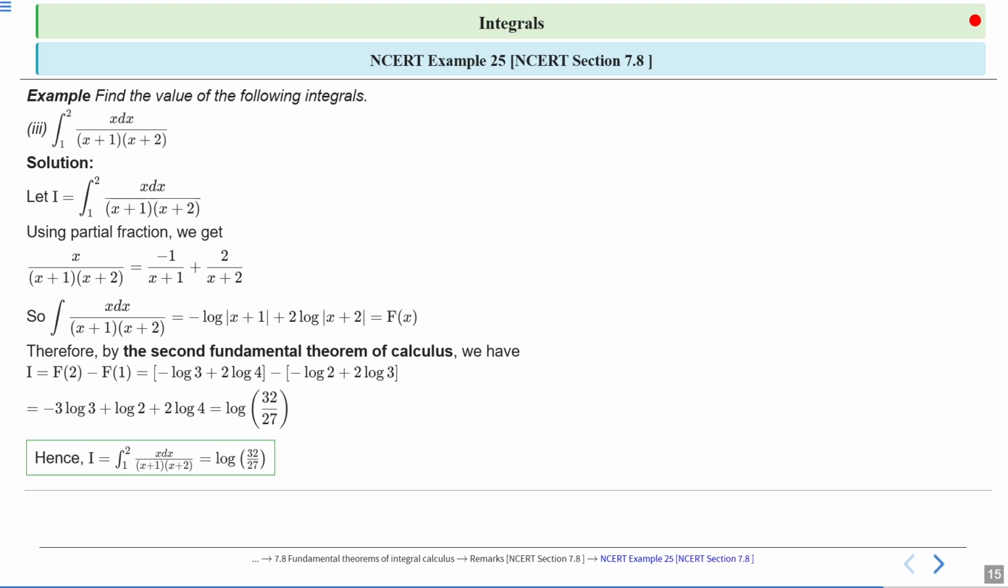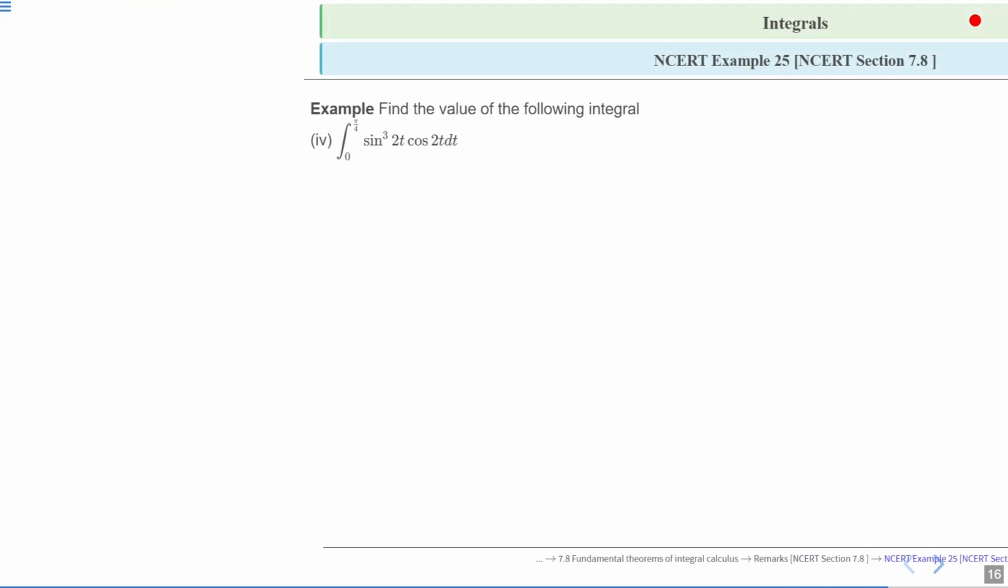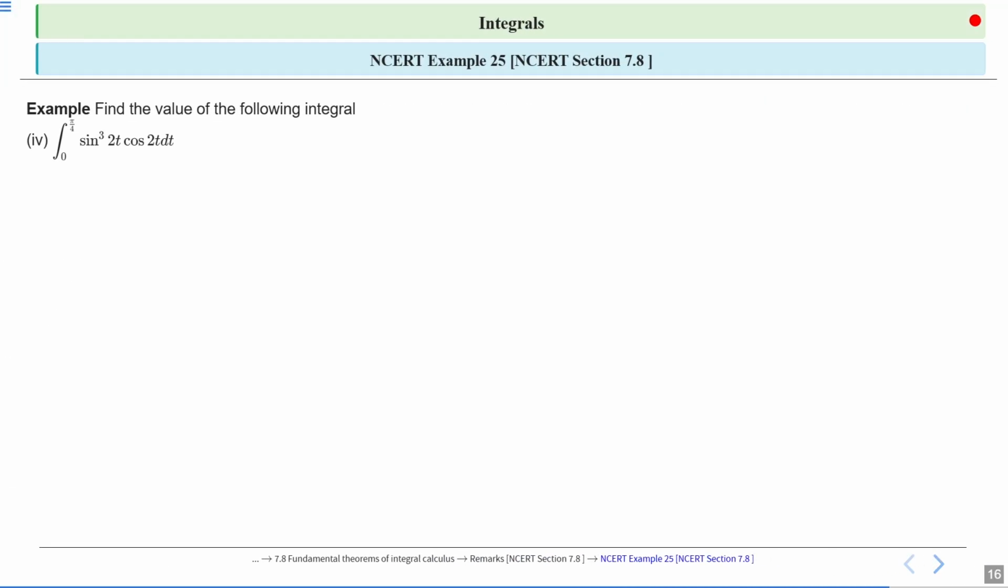So the value of the definite integral from 1 to 2 of x dx by x plus 1 into x plus 2 is log 32 by 27. So third, we have to find the value of the following integral, that is, integrate from 0 to pi by 4 sine cube 2t into cos 2t dt.